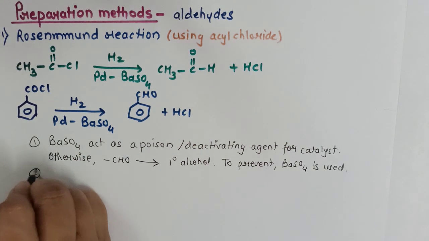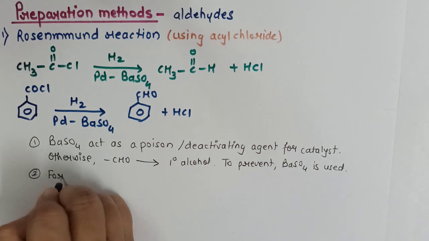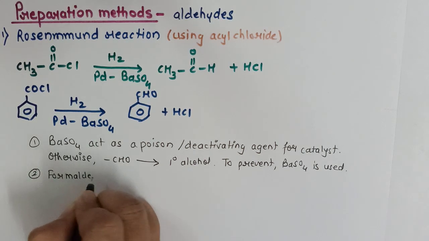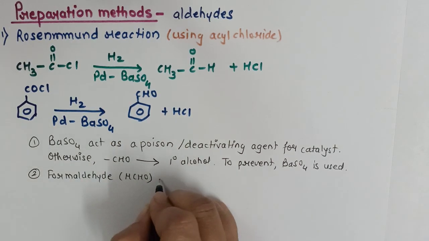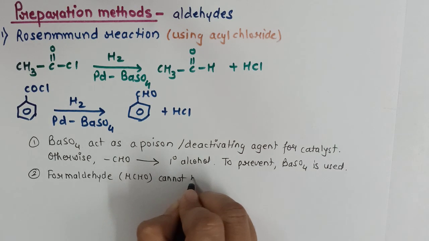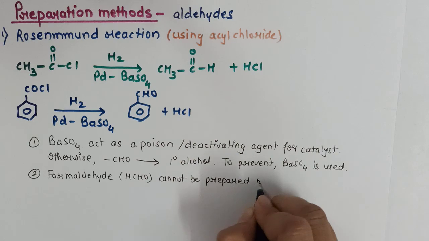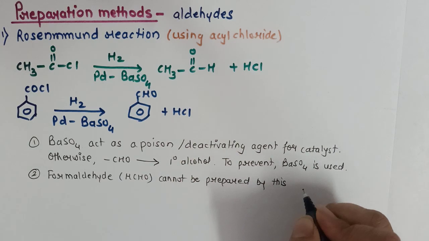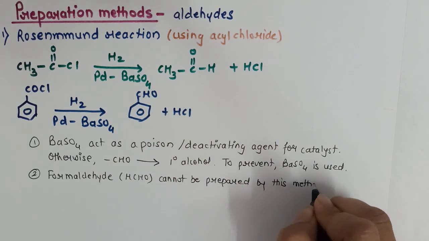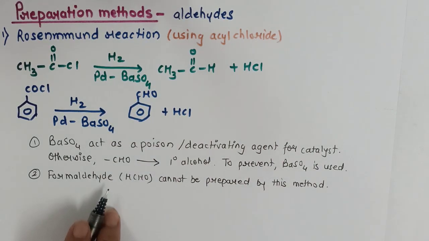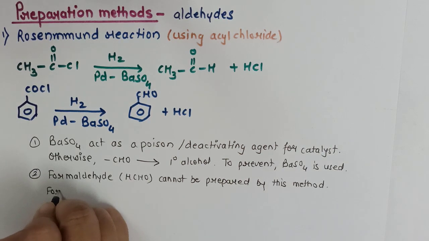The second thing which you have to remember about the Rosenmund reaction is that formaldehyde, commonly called methanal, cannot be prepared by this method, and therefore the simplest aldehyde which we can prepare is ethanal. Now why can we not prepare formaldehyde? Because for that we require formyl chloride.